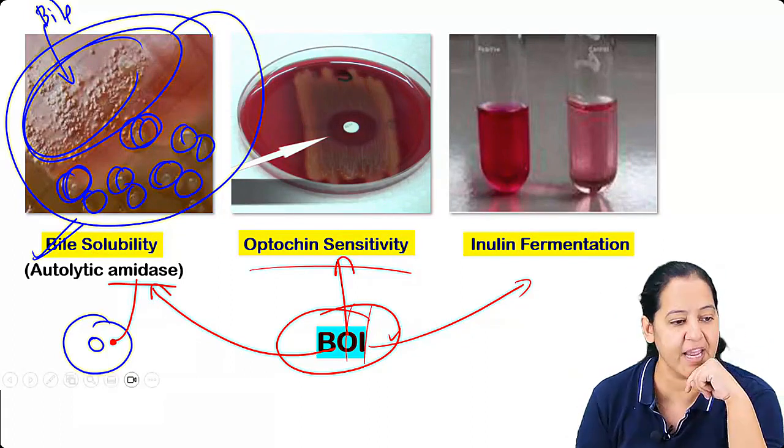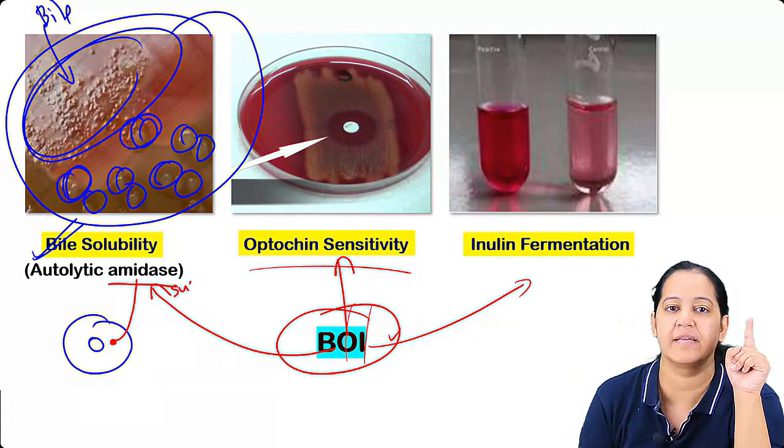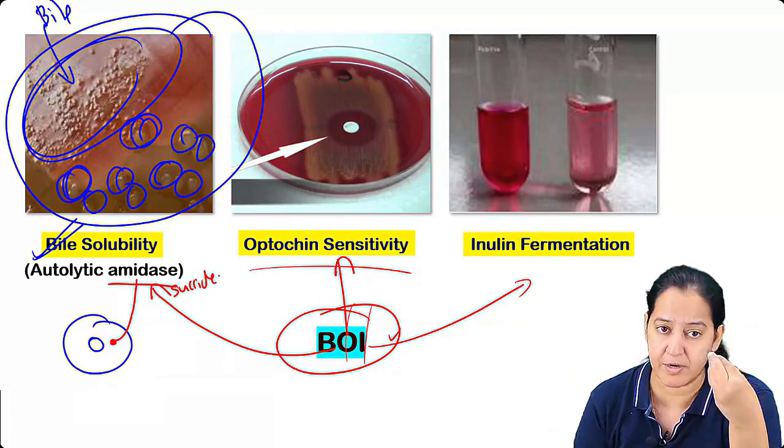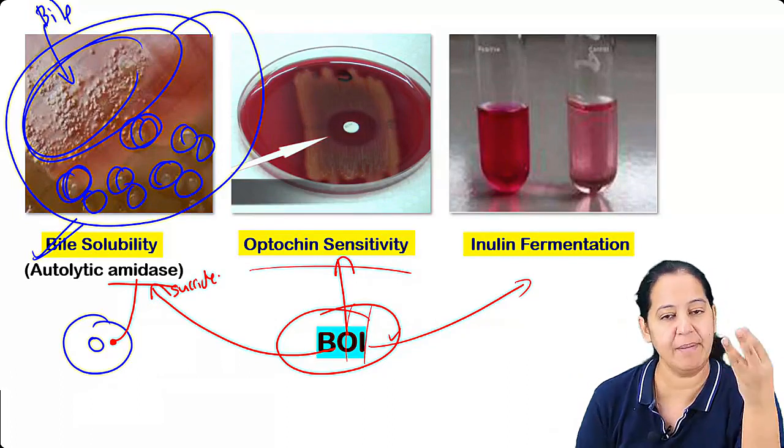What is the name of that enzyme? Amylase. Amylase is a suicide enzyme. It causes rupture of the bacteria.